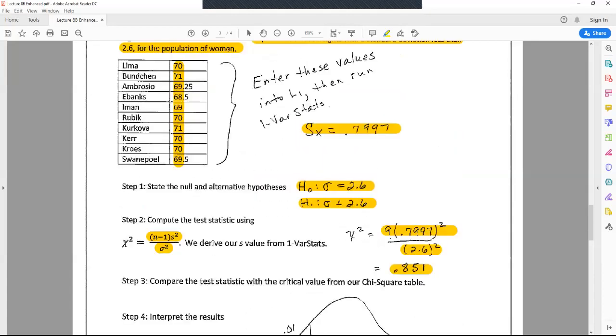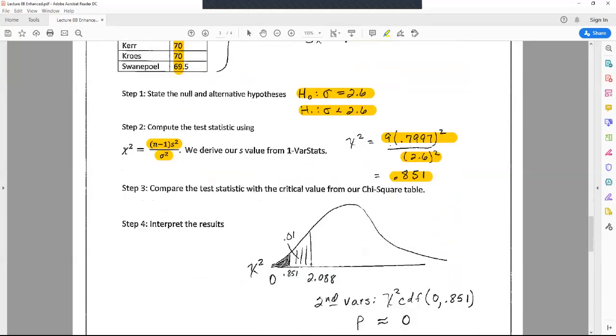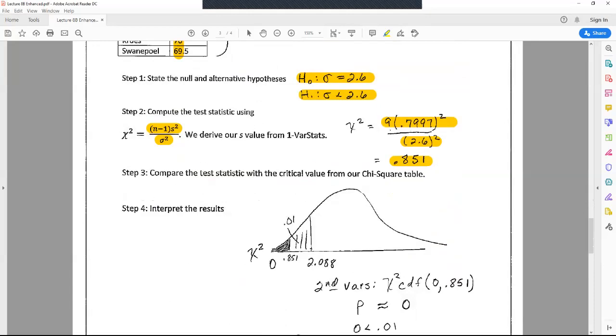If you use the chi-square table that's in the back of the book, and we have discussed that in class, you will see that the critical value is 2.088. But we generated a chi-square value of 0.851, which is inside the tail. It's inside the critical region.